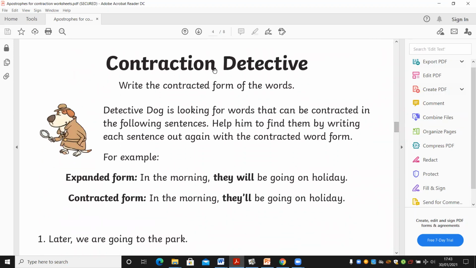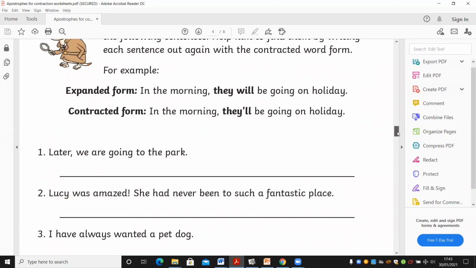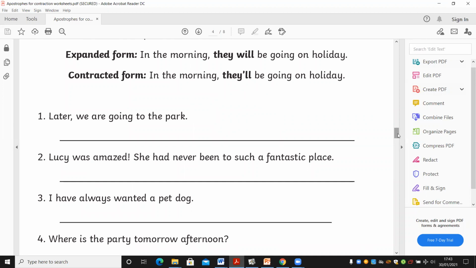The third task is called the Contraction Detective. In the Contraction Detective, you are given a full sentence with the expanded form of two words in it. So, for example, in the morning, they will be going on holiday. And your task is to rewrite the sentence using the contracted form. So, for example, in the morning, they'll be going on holiday. So, they will has been contracted into they'll.